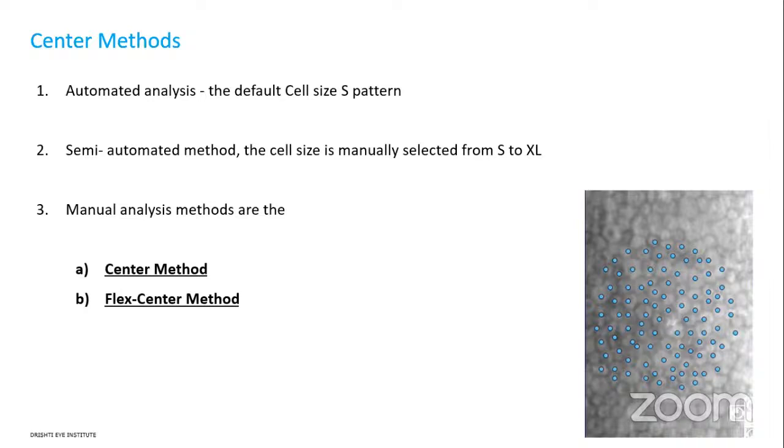So ideally in a diseased cornea, the automatic method is not really ideal. You can see here in the top line it is given that for automatic analysis, the default cell size is S. So in a diseased cornea, it is better to do a semi-automated or a manual count, because then you can adjust the cell size accordingly. You can make it medium, large, or XL depending on what kind of cells you're seeing, and that would give you a more accurate count.